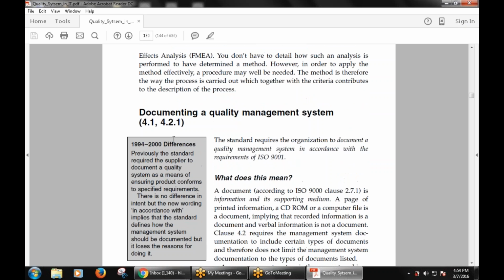Now, the next part is documenting a quality management system. We have discussed identifying the processes and how to establish the quality management system, then documenting. That means providing the documentation, providing the paperwork for the quality management system. The standard requires the organization to document a quality management system in accordance with the requirements of the ISO 9001 standard. So the quality management system is used in accordance with the requirements of the ISO 9001 standard.